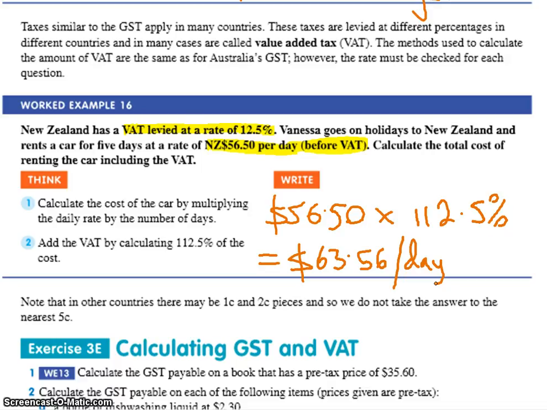Thank you. That's per day. How many days? 5. So we're going to times it by 5. Gives us what for the total price?